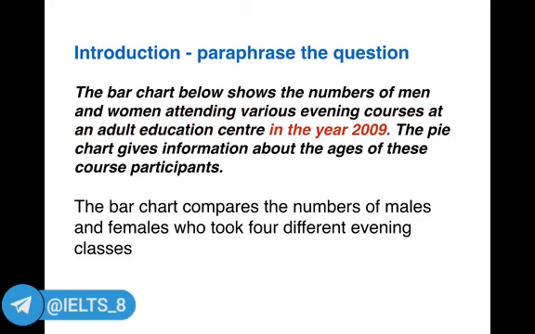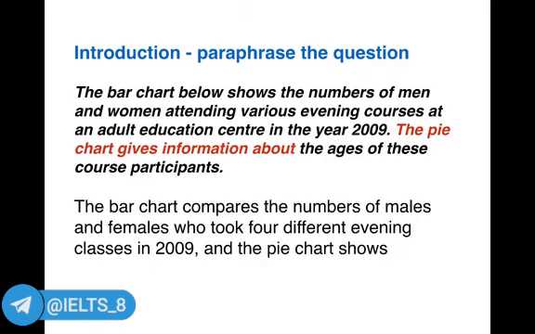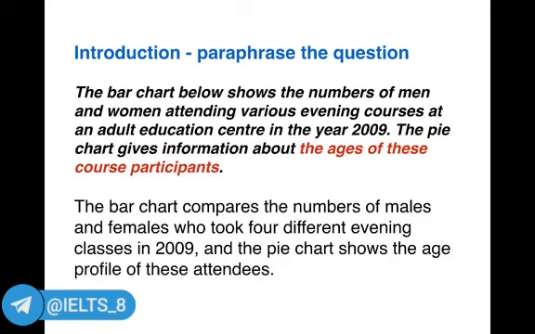In the year 2009, in 2009. Notice there's a full stop there in the question, but I've put a comma. So instead of 2 separate sentences, I'm going to continue with the same sentence. So I need a connecting word. I'm going to use and. The pie chart gives information about, and the pie chart shows. Then finally, the ages of these course participants. I've put the age profile of these attendees. So that's a nice difference at the end. Instead of ages, I've put age profile, and instead of participants, the word attendees is good.